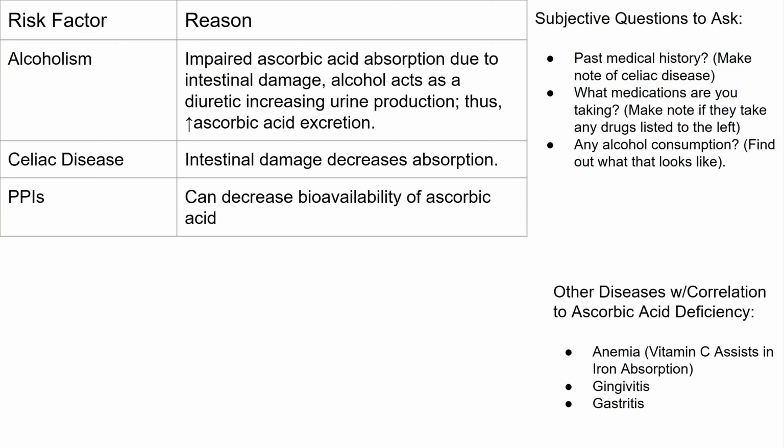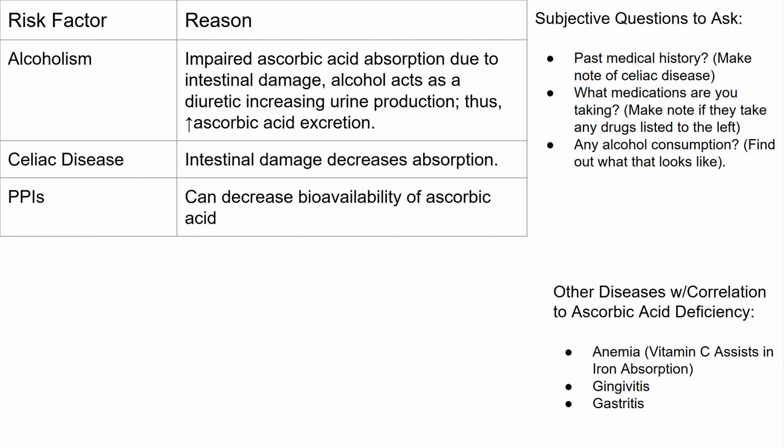Here are some risk factors you can look out for. Alcoholism impairs ascorbic acid absorption due to intestinal damage, and alcohol acts as a diuretic, increasing urine production, thus increasing the water soluble ascorbic acid excretion. Celiac disease is another risk factor because it causes intestinal damage and decreases absorption. As far as drugs go, PPIs can decrease bioavailability of ascorbic acid.